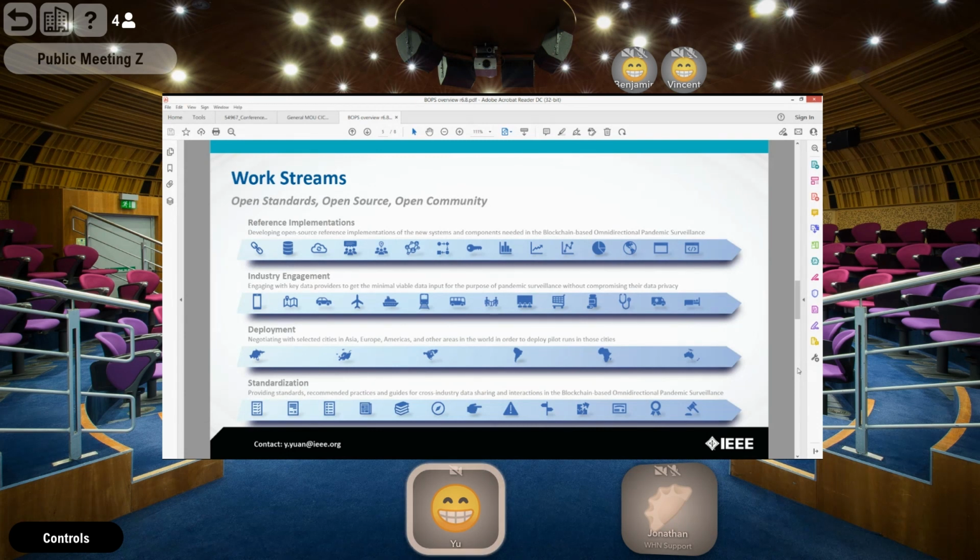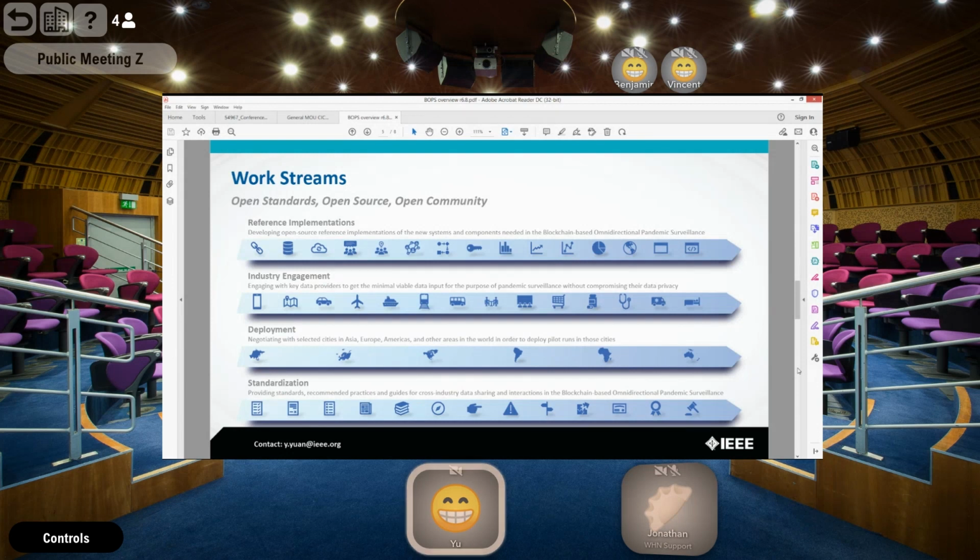And the second role is we call that industry engagement, because we cannot do this alone. The key for the success of this project or this effort is that we need different industries to support these efforts. So we need to engage with key data providers to get the minimal viable data input for the purpose of pandemic surveillance without compromising their data privacy.